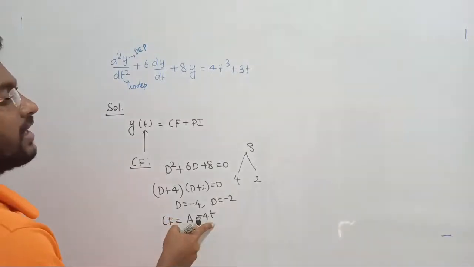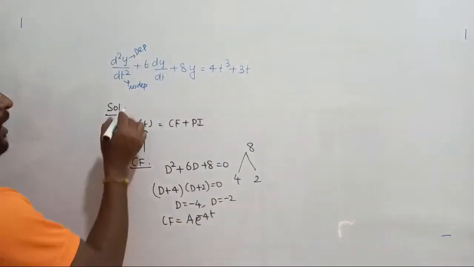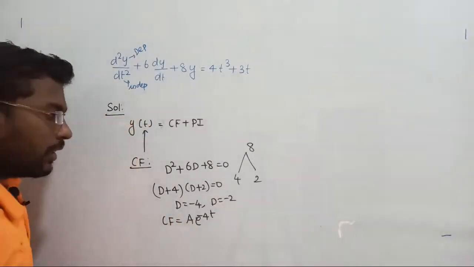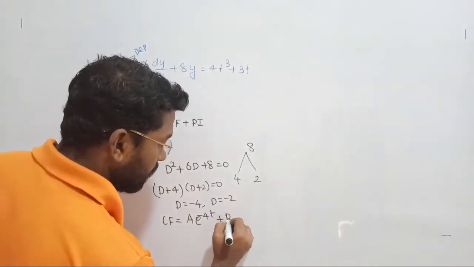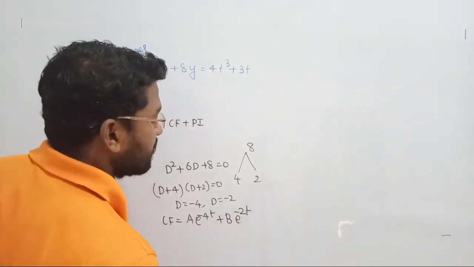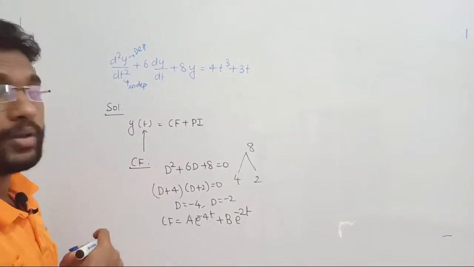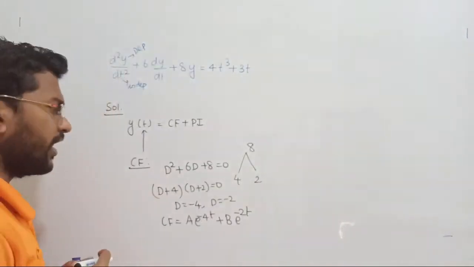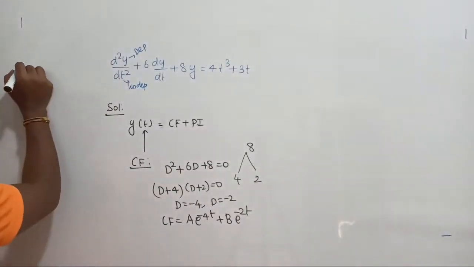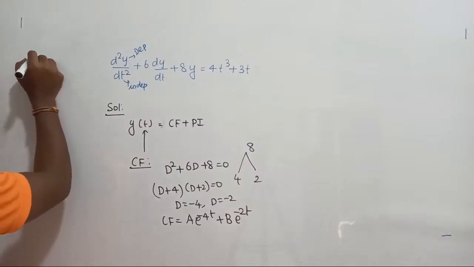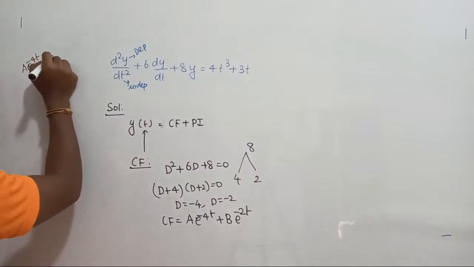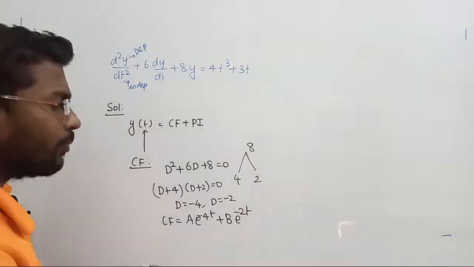Complementary function for this question can be written as A into e power minus 4 times t. I have to write your answer in terms of t. Why? Here my independent variable is t. Plus the value of the second constant B into e power minus 2t. Yes, happily I got the answer for complementary function without any issues, right? So let me write it on the side: A into e power minus 4t plus B into e power minus 2t. That is our complementary function.